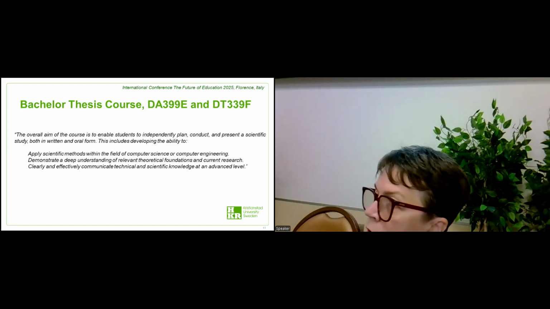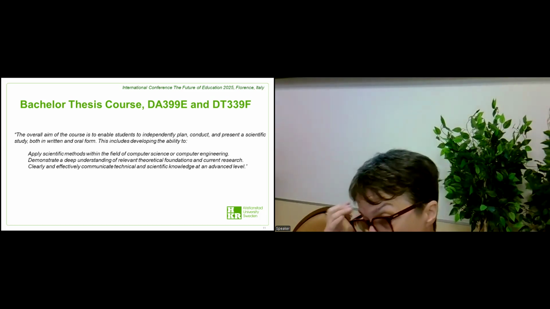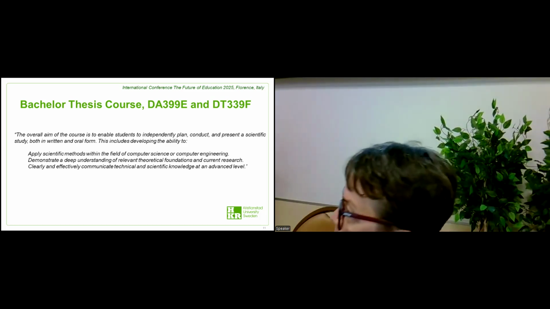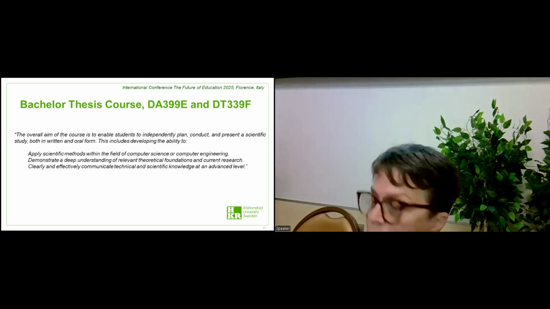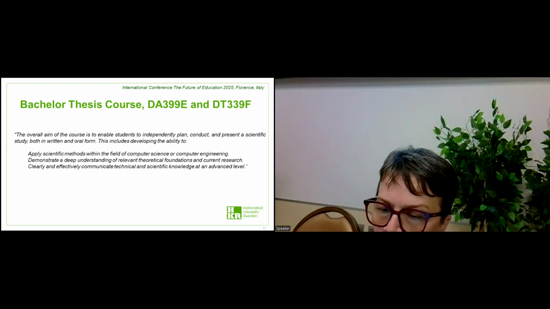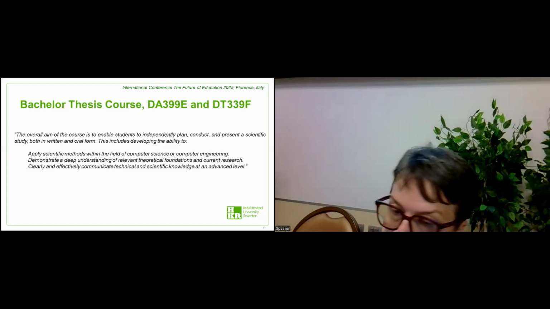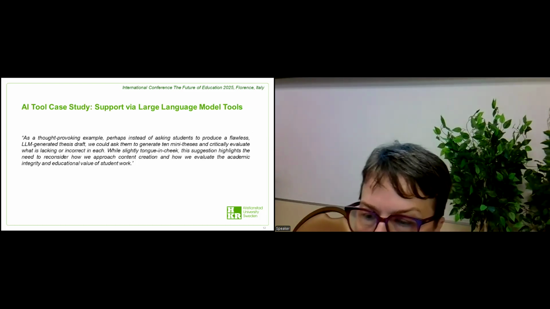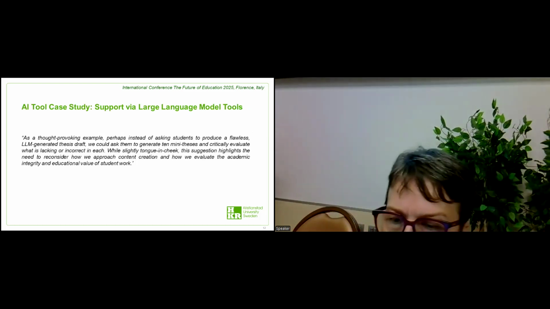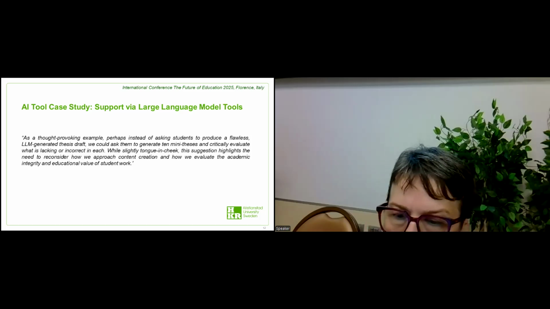And also that you may take help of AI to search all these articles that might, with your keywords, be most appropriate for what you're going to do, but be able still to evaluate that. Clearly and effectively communicate technical and scientific knowledge at an advanced level. So this is what we ask for, and we are trying to support as much as we can as staff.